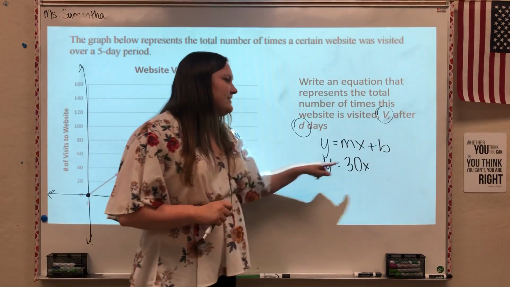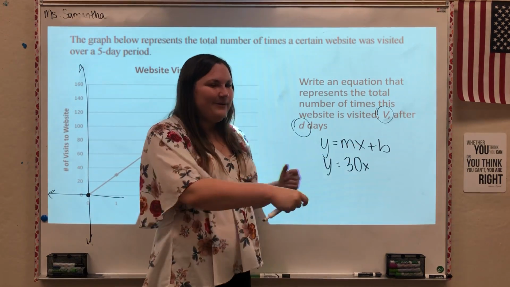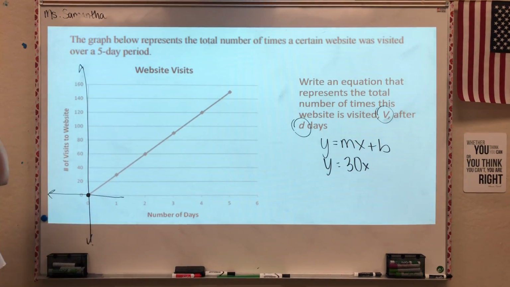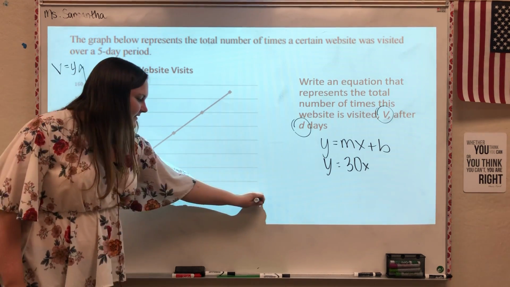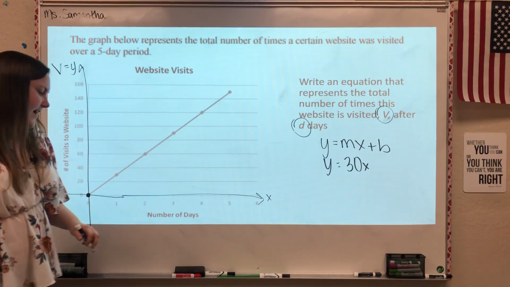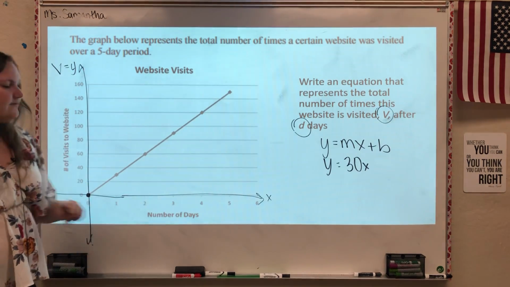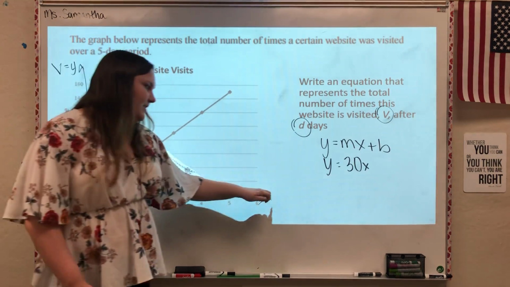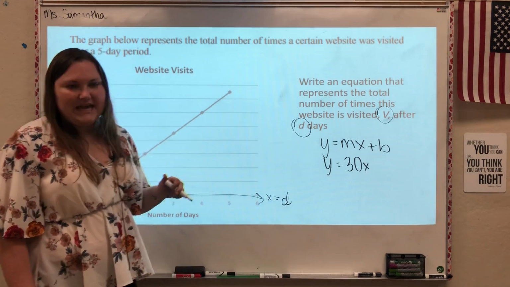I gotta change X and Y to V and D, but how do I know where they go? We'll come back to our graph here. This is normally our y-axis. What is our y-axis talking about? Well, our y-axis is talking about visits. That means instead of y, I'm going to use v for visits. Our x-axis, this number line here, is talking about days. So that means instead of x, I'm going to use d for days.